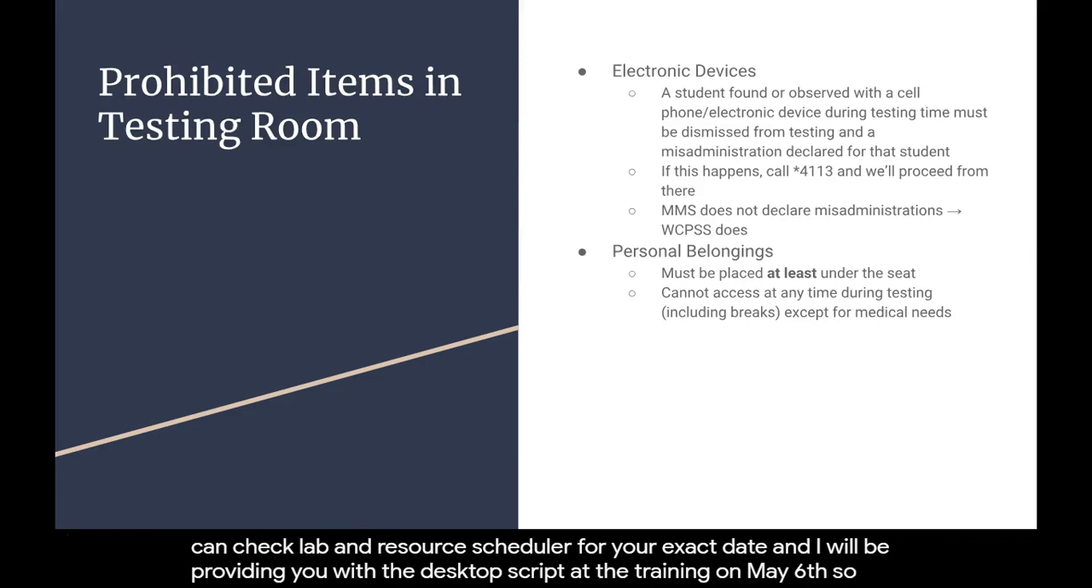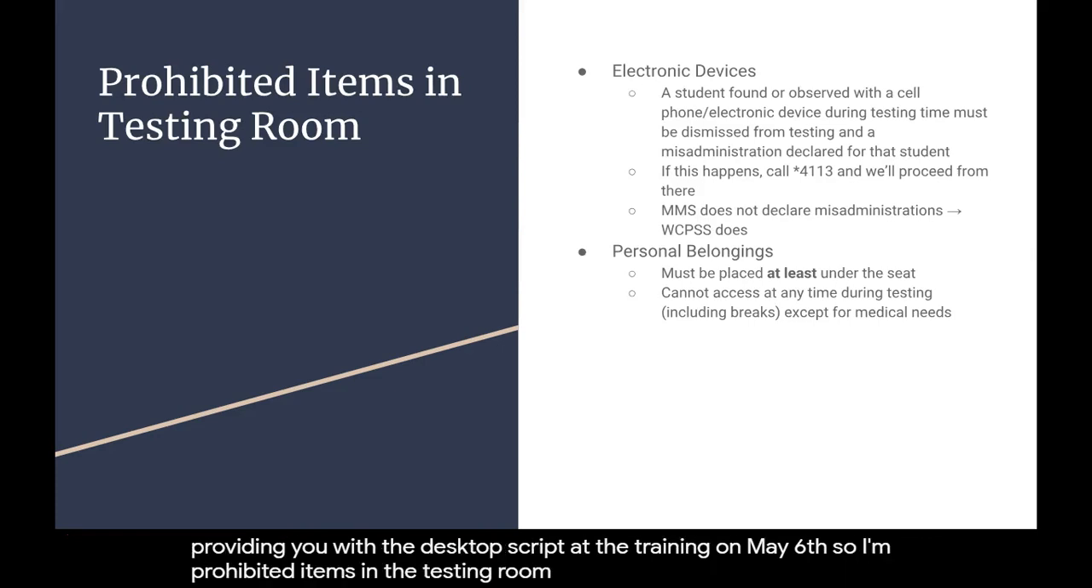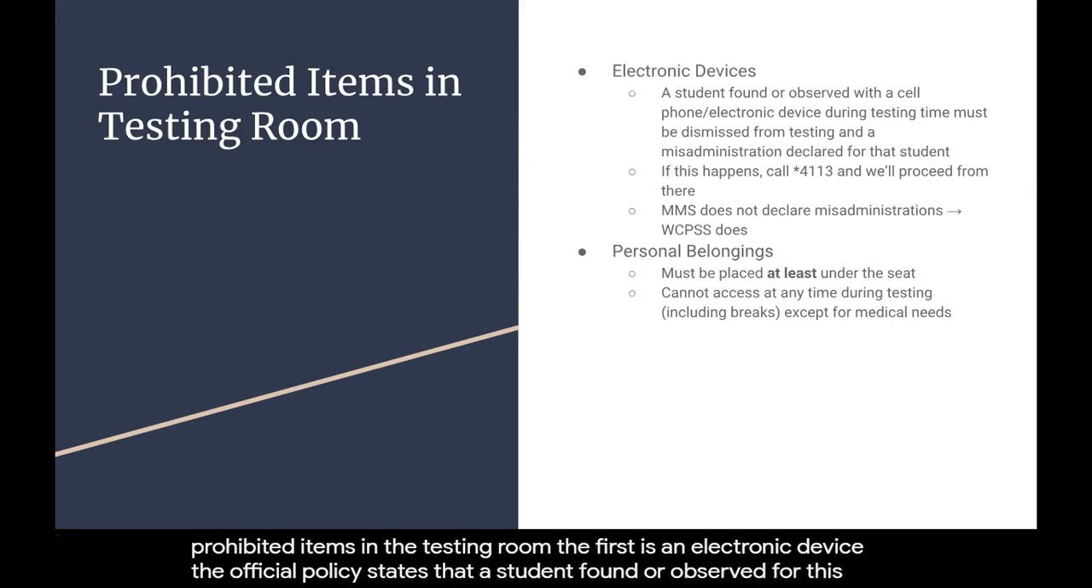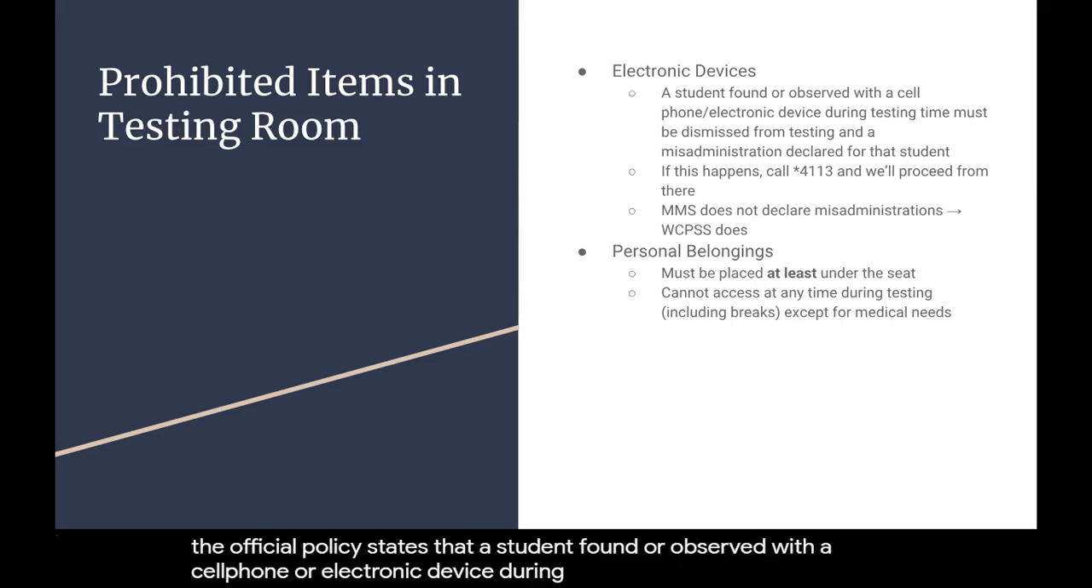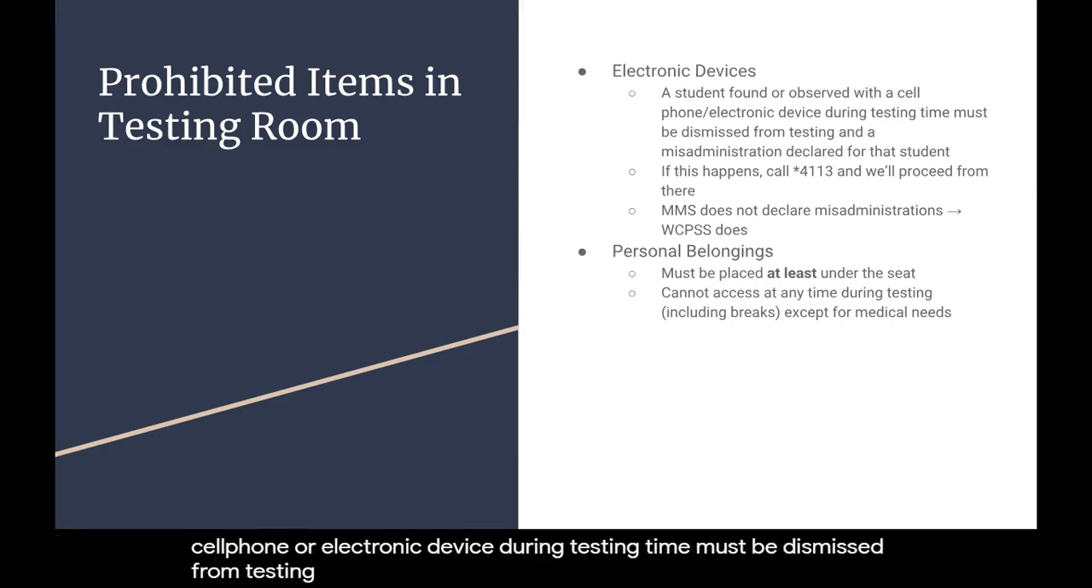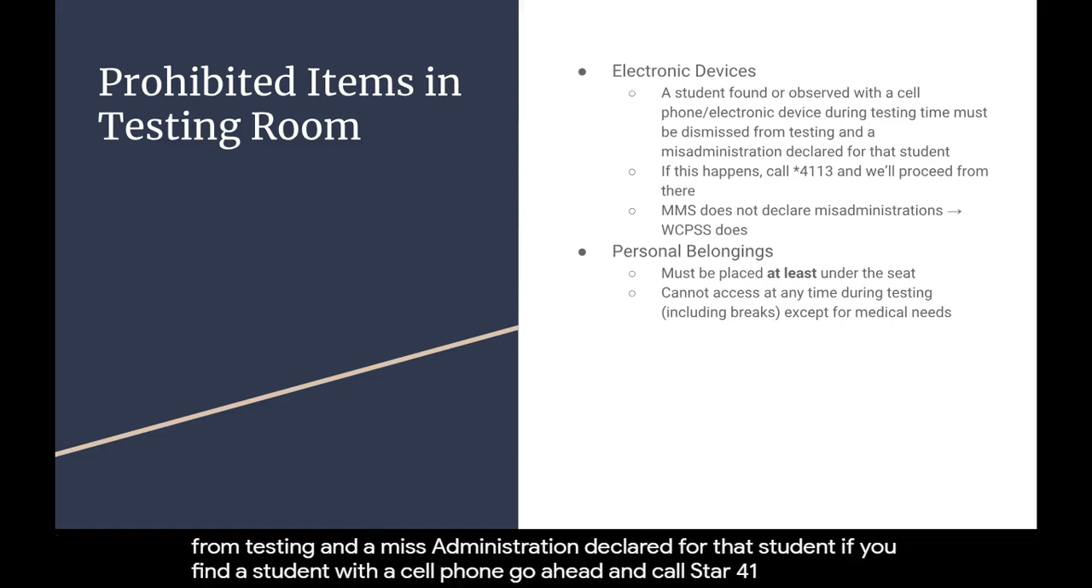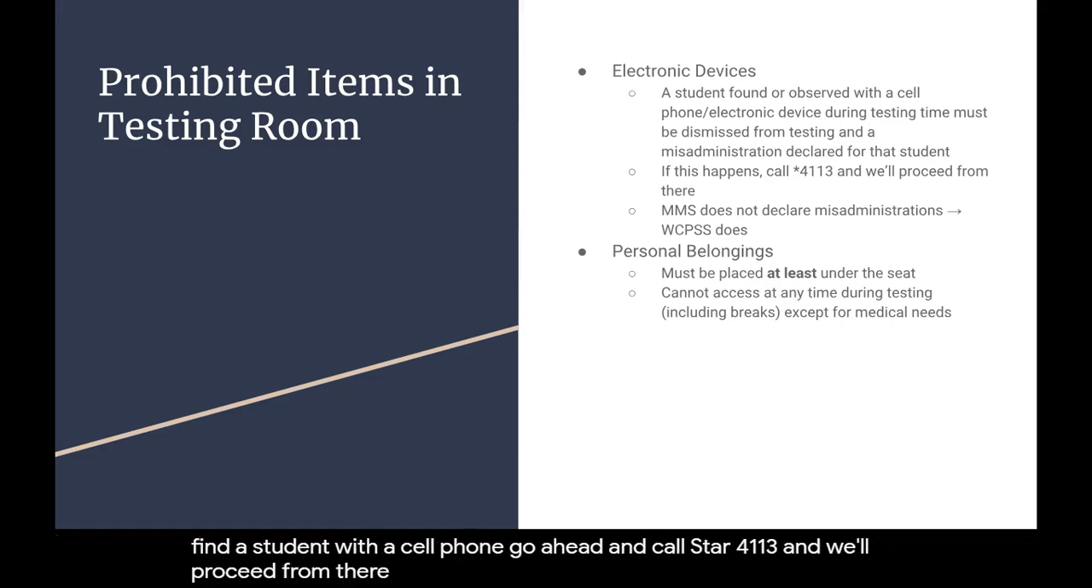So there are some prohibited items in the testing room. The first is an electronic device. The official policy states that a student found or observed with a cell phone or electronic device during testing time must be dismissed from testing and a misadministration declared for that student. If you find a student with a cell phone, go ahead and call star 4113 and we'll proceed from there. We do not declare misadministrations. The Wake County Testing Office does.